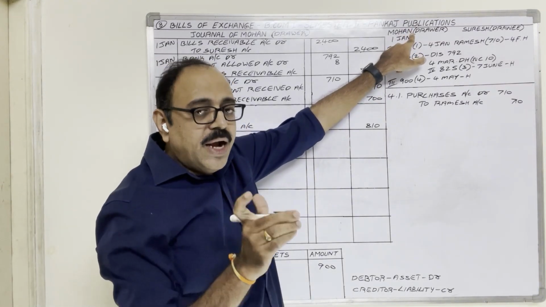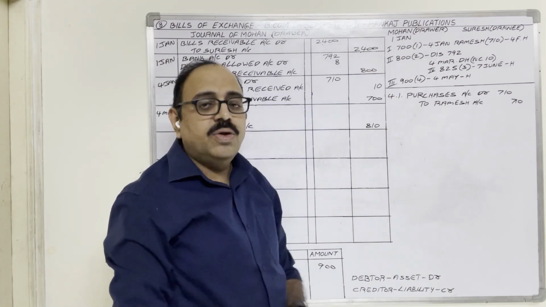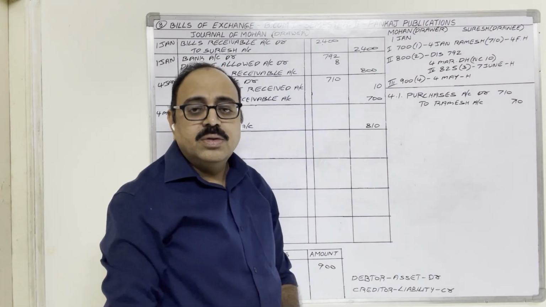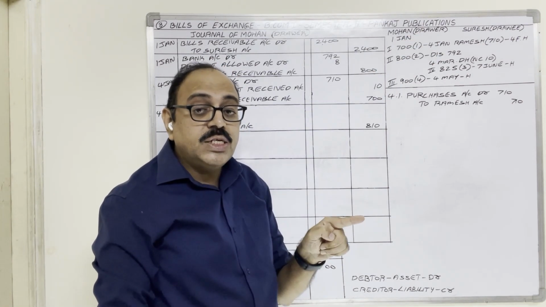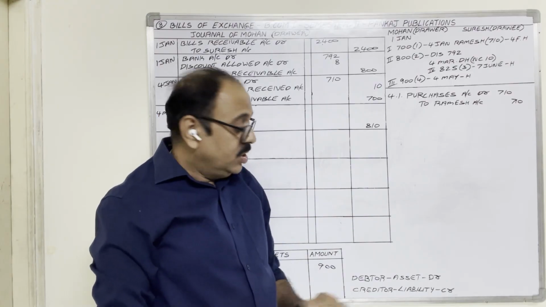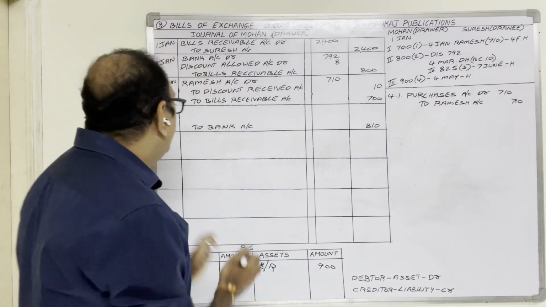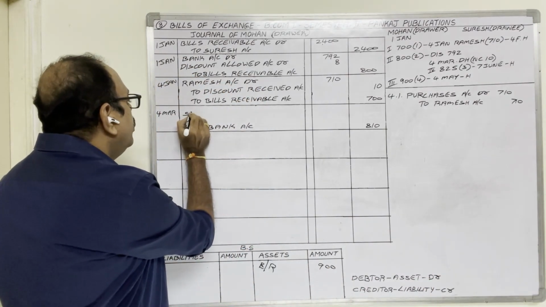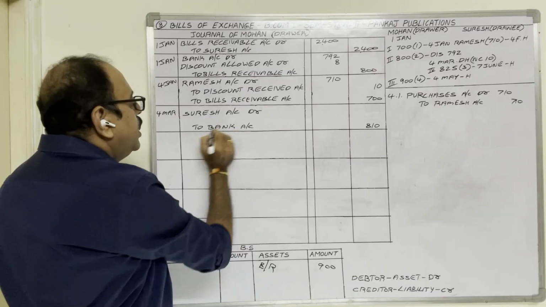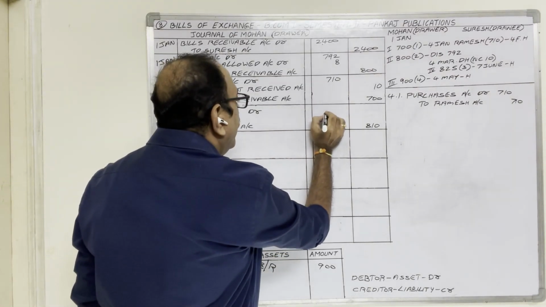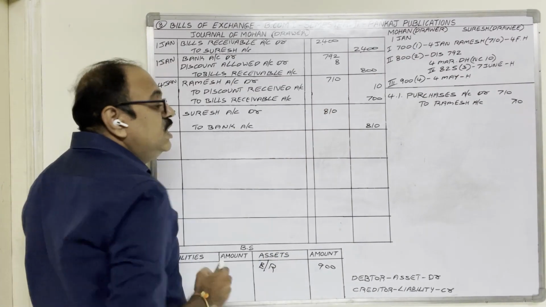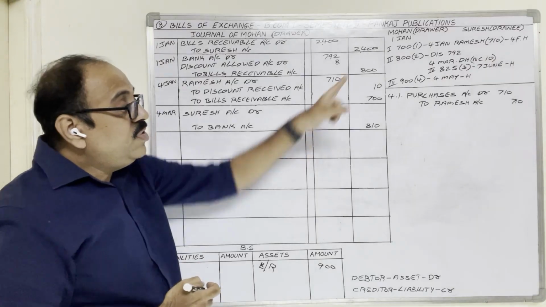Mohan demands that 810 rupees from Suresh only, no? Because Suresh has to pay. So for this 810 rupees, Suresh is becoming a debtor now. Debtor is an asset. Asset shows a debit balance. Therefore, Suresh account we have to debit. Suresh account debtor to bank account 810 rupees. So this is an entry for dishonor of second bill.